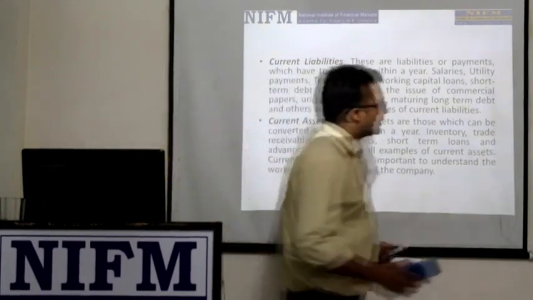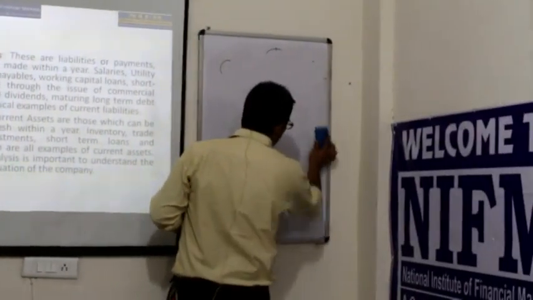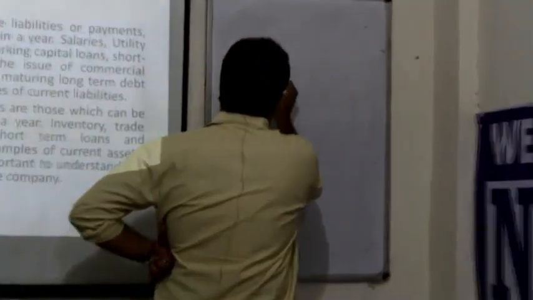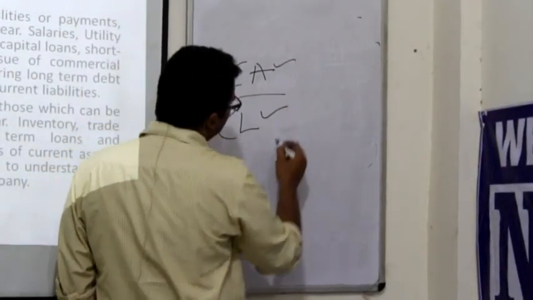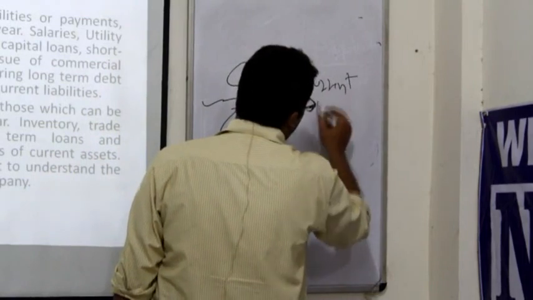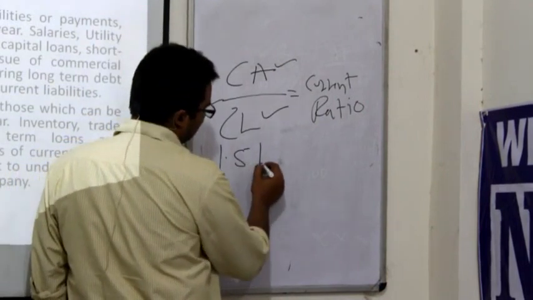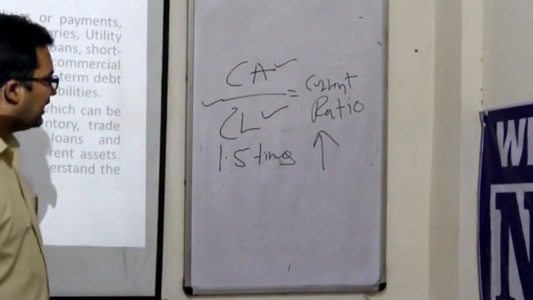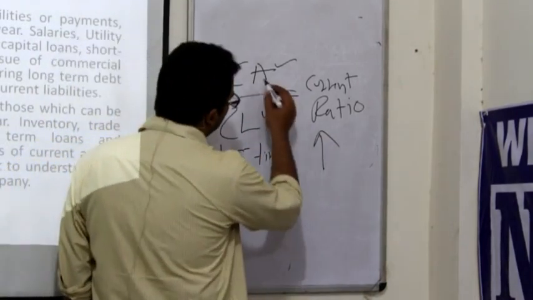So now we will discuss a particular ratio called the current ratio. When we talk about current assets and current liabilities, it is important to understand what amount of current assets and current liabilities is in the business. We divide current assets by current liabilities to get the current ratio. This current ratio should be approximately 1.5 times. The higher this ratio, the better it is for the business. That means you have more money to pay down your current liabilities. Hence, the higher the ratio, the better.